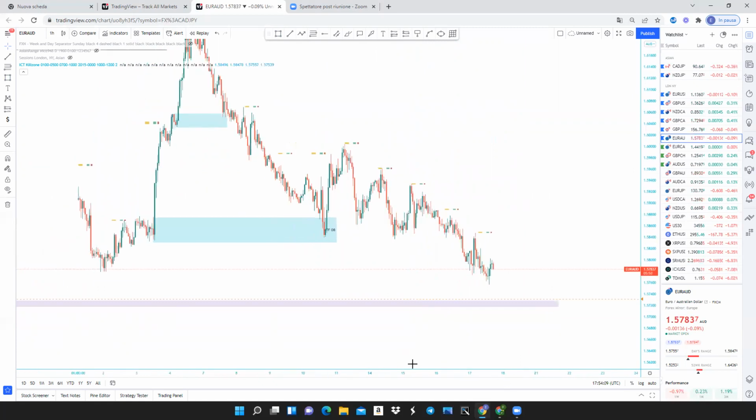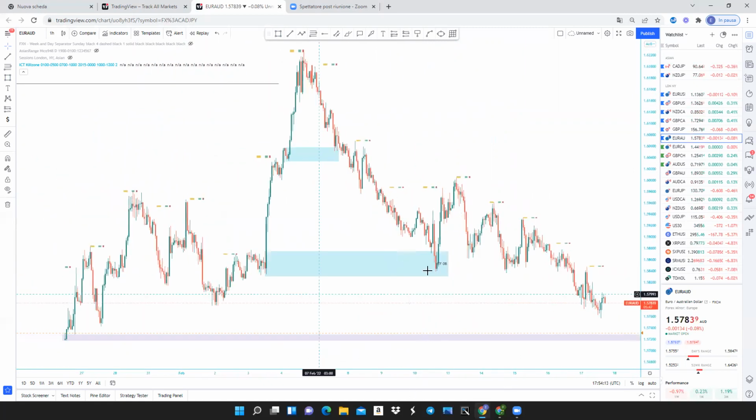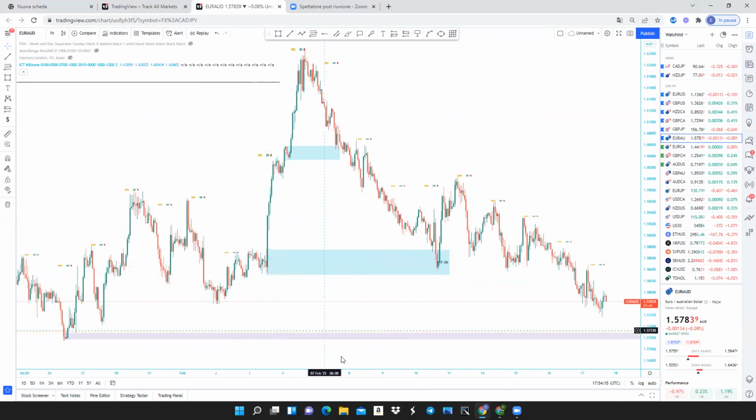EUR AUD, let me see here, this area. Why this area? This area because it manipulates some previous lows right here, and then it breaks to the upside. This is not as clear as other options, but still, this was a good order block.